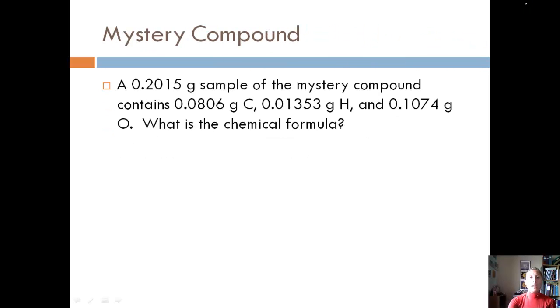Okay, so we have a mystery compound. It says a 0.2015 gram sample of the mystery compound contains 0.0806 grams of carbon, 0.01353 grams of hydrogen, and 0.1074 grams of oxygen, and we want to know the chemical formula. Well, first we need to convert to moles.